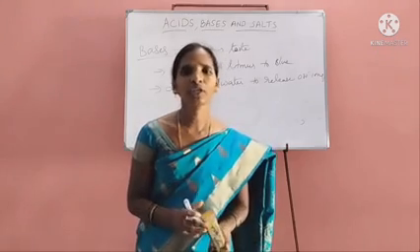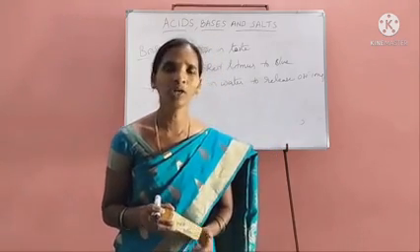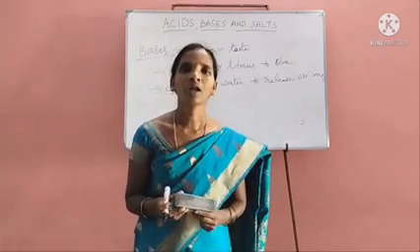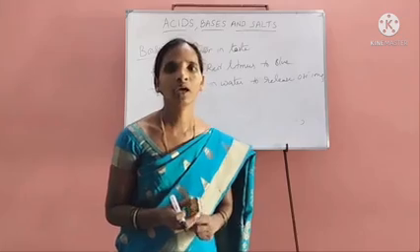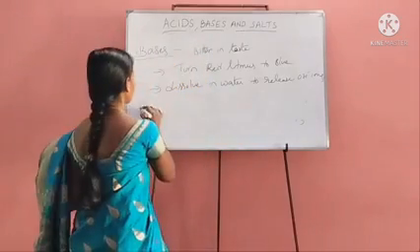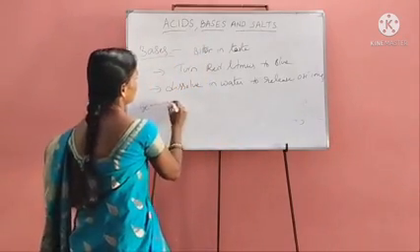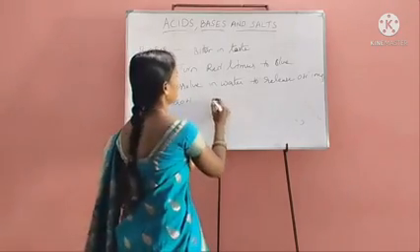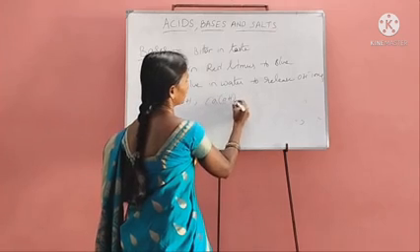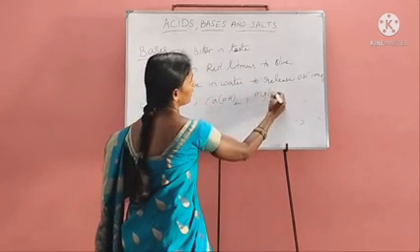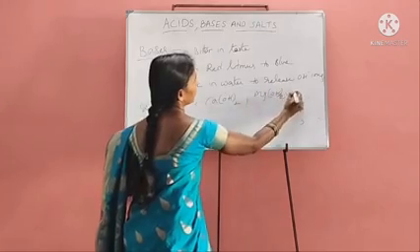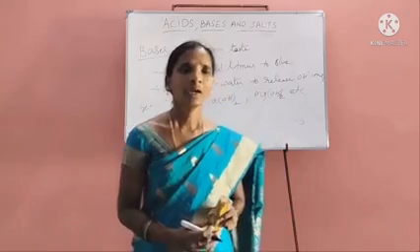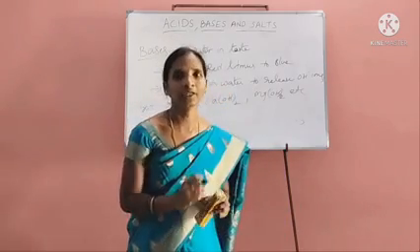Bases can be divided into two types: insoluble bases and soluble bases. Soluble bases are called alkalis. Examples of bases are sodium hydroxide, calcium hydroxide, magnesium hydroxide, etc. Next we discuss indicators.